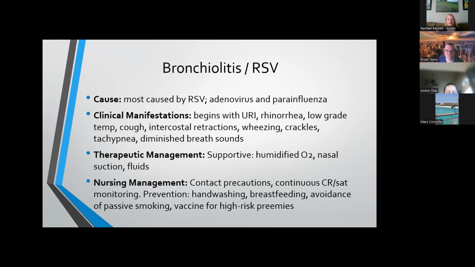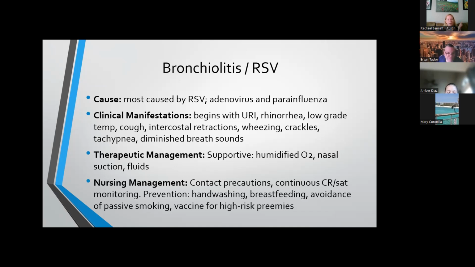So we see that factor there as well. Okay. So prematurity is the greatest risk factor. The younger that child is in his chronological age and the earlier he was born, the more likely he is to have severe effects of RSV.